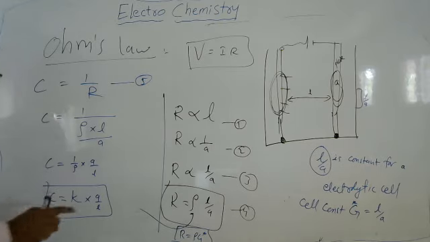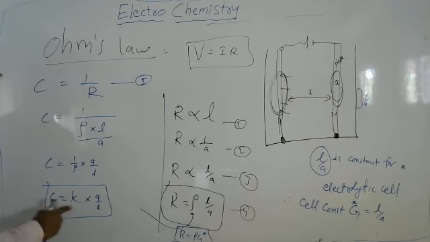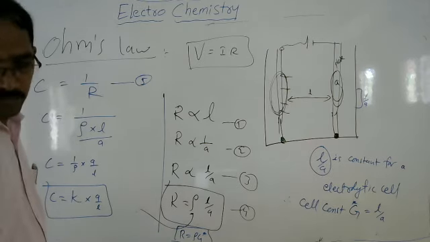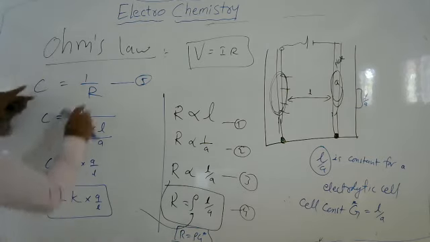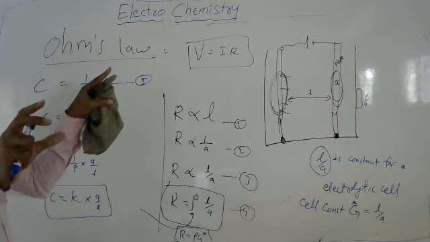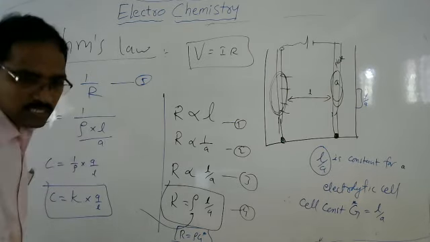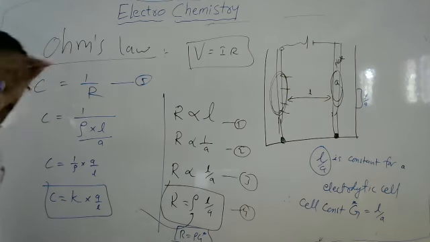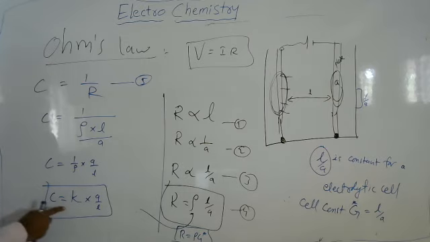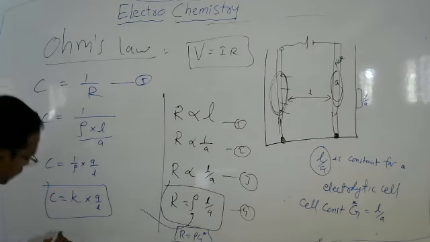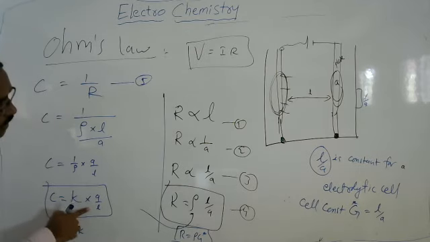What is rho? Rho is specific resistance. Here k is specific conductivity. What is C? Conductivity. C is the conductivity, R is the resistance. Rho is specific resistance, k is specific conductivity. So C equals k into A by L. I can write here C equals k A by L.